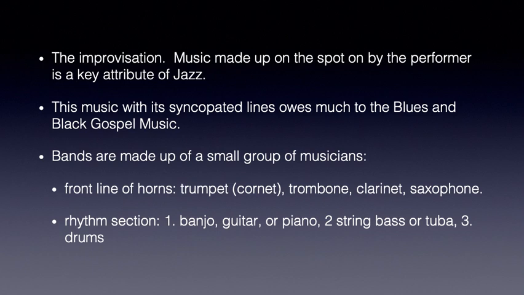We also get the syncopated line of gospel music. Bands are made up of small groups of musicians. We get this front line of trumpet, or cornet at the time, trombone, clarinet, or sax. Usually three instruments: a cornet, a trombone, and a clarinet. The rhythm section is banjo or guitar, string bass, and tuba. Sometimes you'd have the piano instead of the guitar, with the drums. So you get the rhythm section with the front line of three horns in Dixieland.